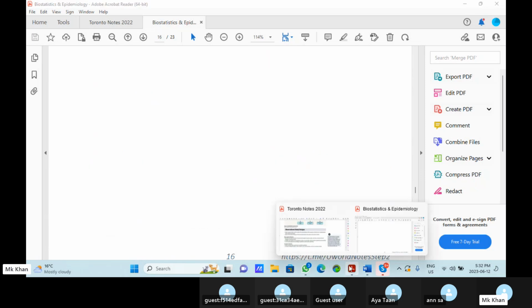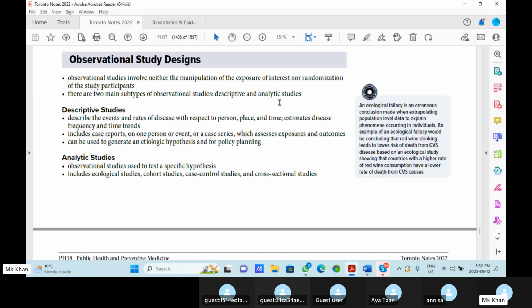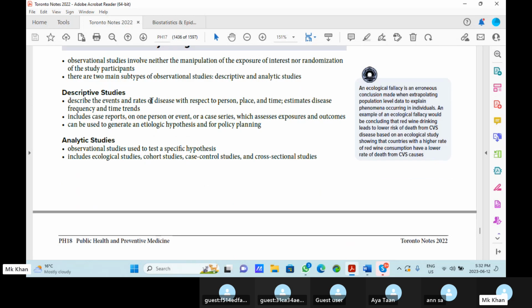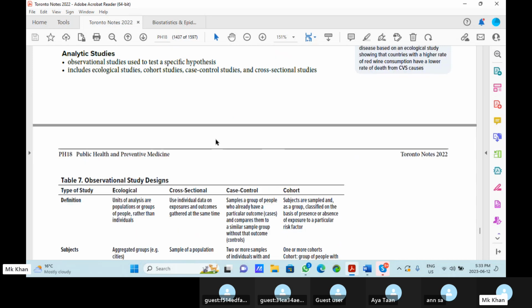So now we will see what's written here. Observational study involves neither the manipulation of the exposure nor of the study participant. There are two main types of observational study, descriptive and analytical, that we see in the chart. Descriptive is basically rate of disease with respect to person, place, time, frequency, and trends. It includes case reports, one person or event. This is descriptive. And in the analytical one, observational studies are used to test a specific hypothesis, and include ecological studies, cohort, case control, and cross-sectional. So these three are the important ones.